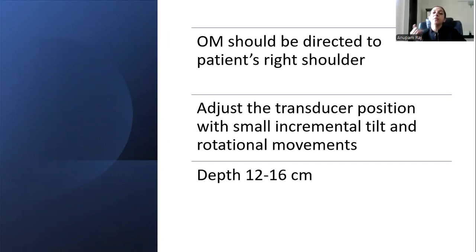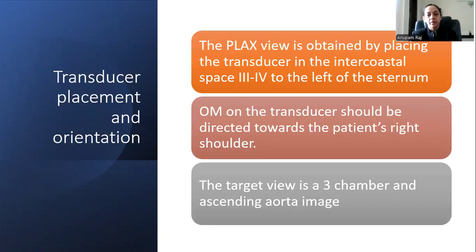Now, it's important to remember that this is probably the only view where your orientation marker is pointed to the right side. For all the other views, the orientation marker is pointed towards the left side. Adjust the transducer position in small incremental tilt and rotational movements to get the desired image. And the depth is usually 12 to 16 centimeters. Now, for the parasternal long axis view, your patient is in the lateral position. You're placing the probe close to the sternum at the 3rd to 4th intercostal space to get the image.